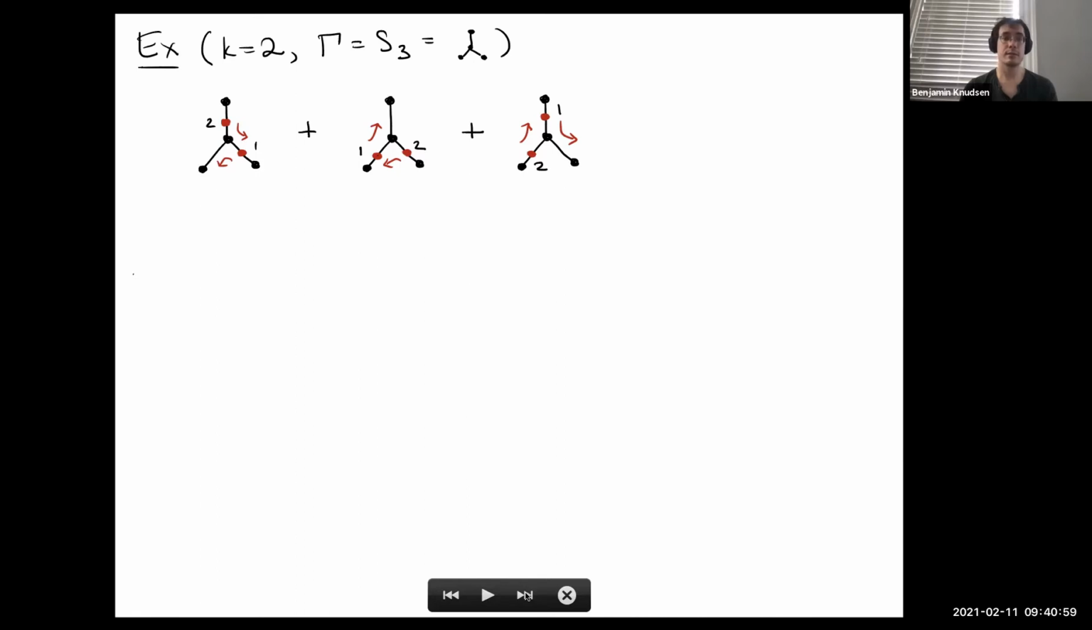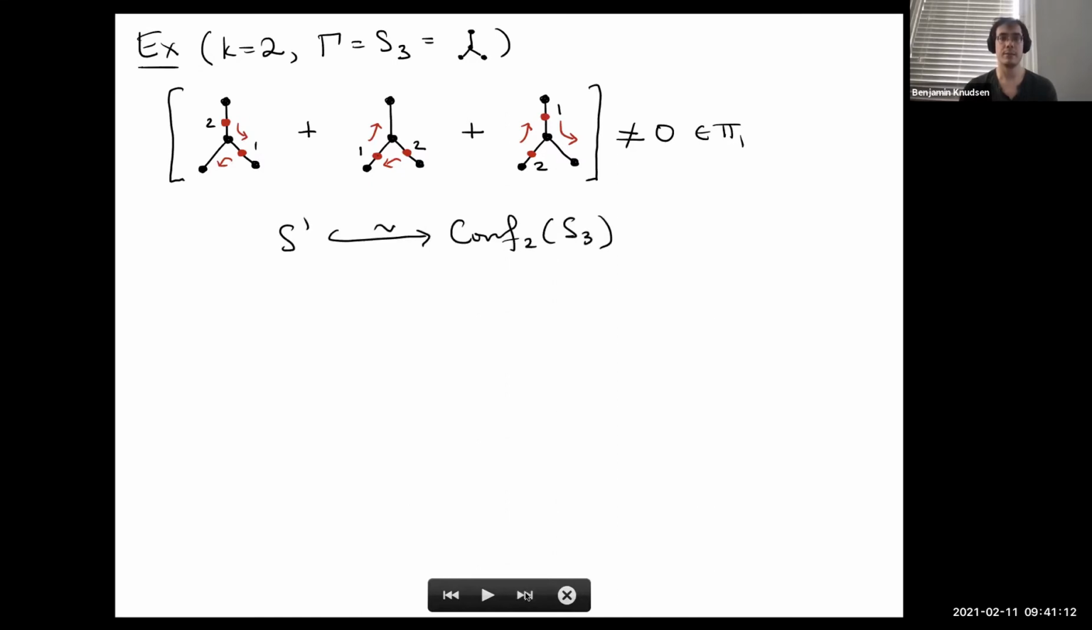And so this concatenation of paths is a loop. And the class of that loop is non-zero in pi 1. This is the first interesting thing that happens. And in fact, the map that you get as a result from the circle into the configuration space of 2 points on this graph is a homotopy equivalence. So that's the only game in town for this number of particles in this graph. Particles can orbit each other by taking turns passing through the central vertex.